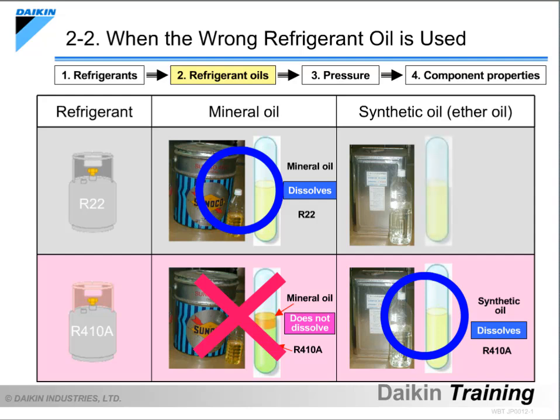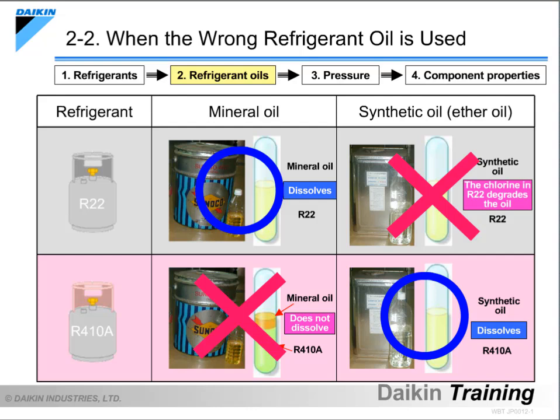When R22 and synthetic oil are used together, the chlorine in the R22 degrades the synthetic oil, making it impure. Any impurities in the refrigerant circuit cause problems, such as capillary clogging, which increases the potential that the air conditioner will not be able to operate normally. Be careful to avoid using the wrong oil with a refrigerant.